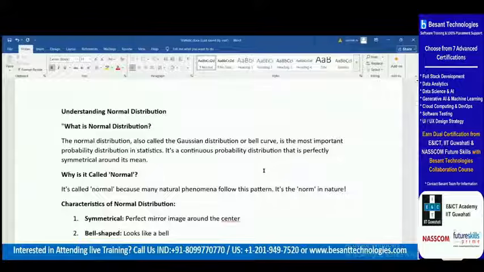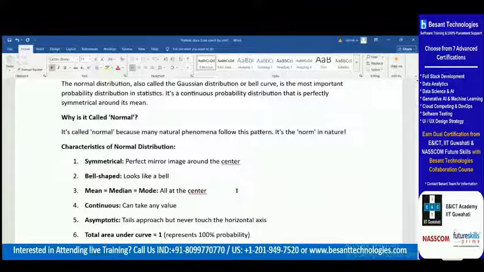Okay, and you can also come to the conclusion that this is a continuous probability distribution that is perfectly symmetrical around your mean. You know what mean is, no? Average of your data sets. So that is a continuous probability distribution. It is also called normal because many natural phenomena follow its pattern. So there comes the name normal distribution.